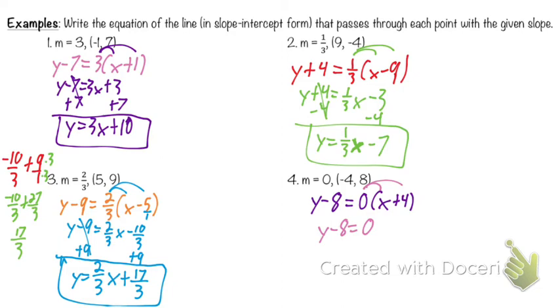Okay, well, is this yet in y equals mx plus b form? No, we still need to get y by itself, so we add 8, just like we would normally. We're still going to do the same steps. We just get y equals 8. And that's just the horizontal line, y equals 8.